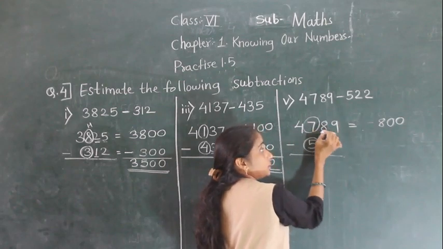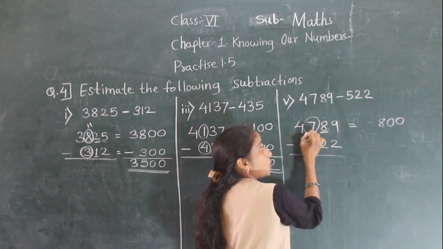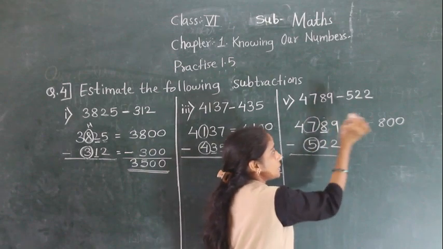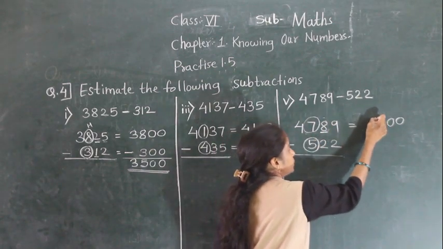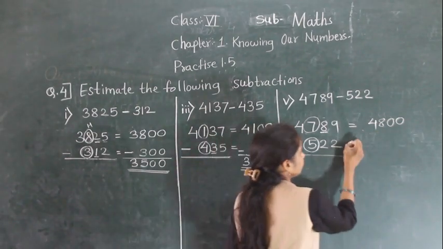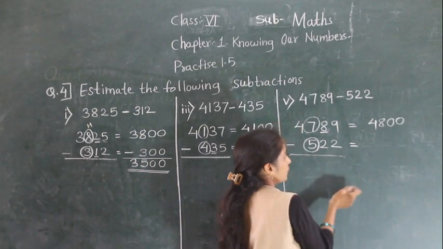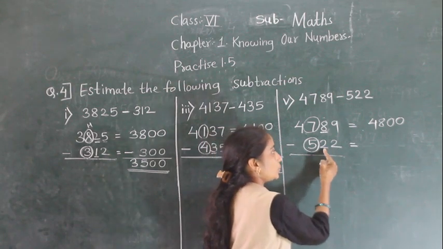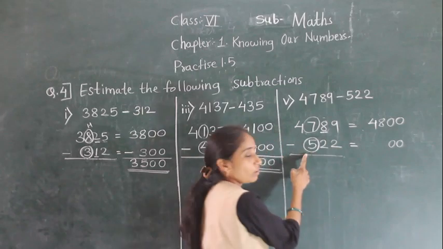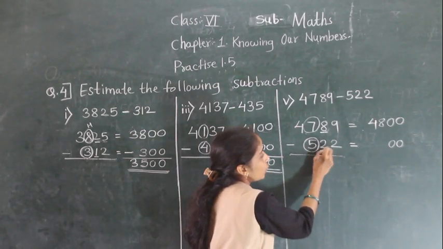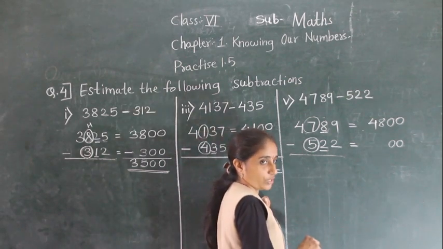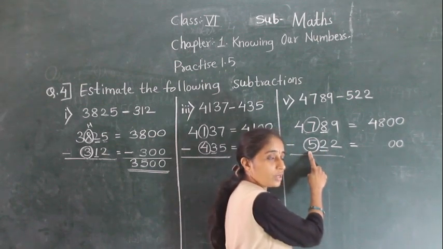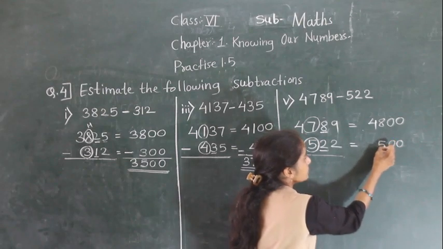So zeros here. We are going to round off this digit. So check the digit from tens place. It is less than 5. This digit is less than 5. So hundreds place digit will not change. This digit will be as it is.